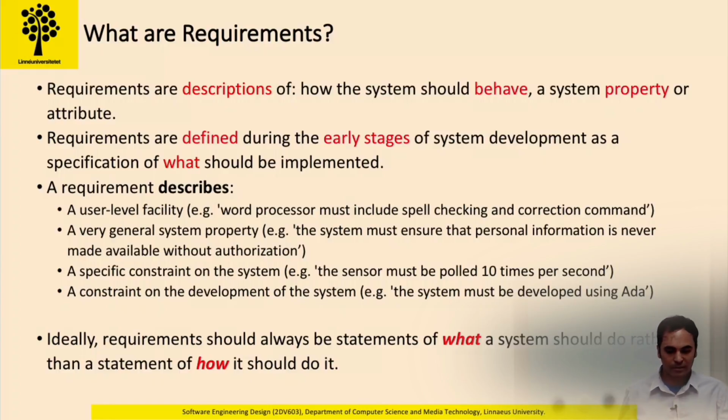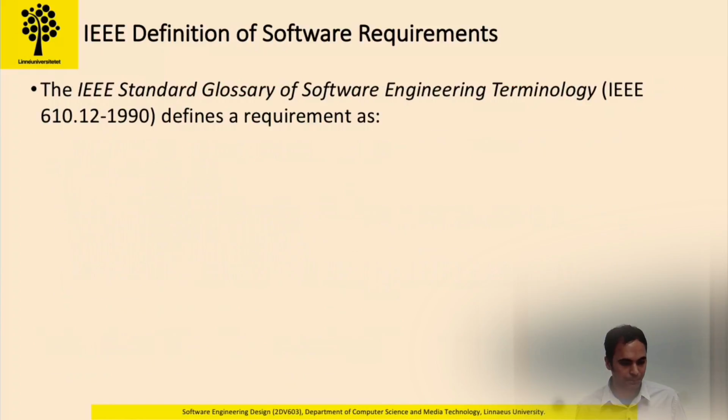So overall, the requirements should always focus on what should be implemented or what should be developed rather than how. So these what keywords basically describe the requirements. So what are the systems, what are the functionalities the systems have?